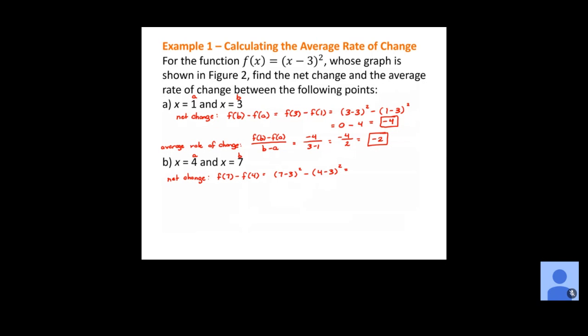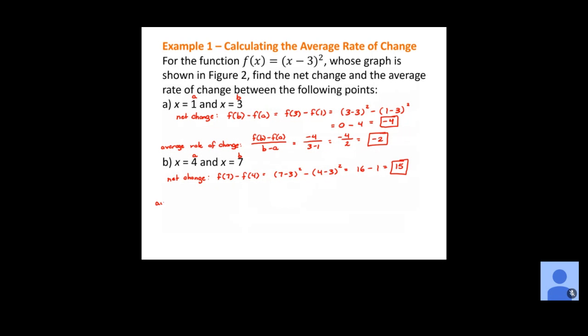And if we simplify 7 minus 3 squared, what do we get? Good. 4 squared is 16 minus, and then 4 minus 3 squared would give us what? Good. 1 squared is just 1. And subtracting those now, 15 is going to be our net change.